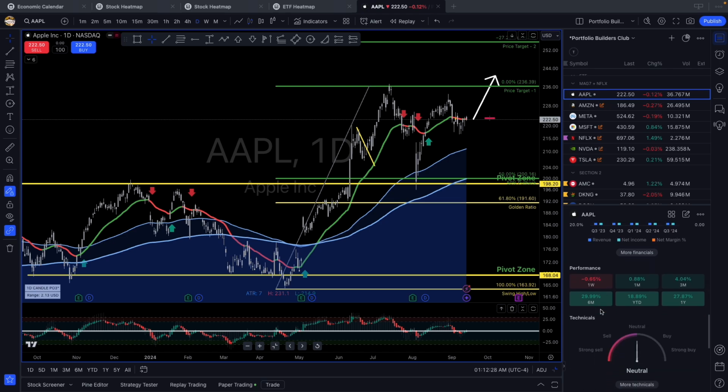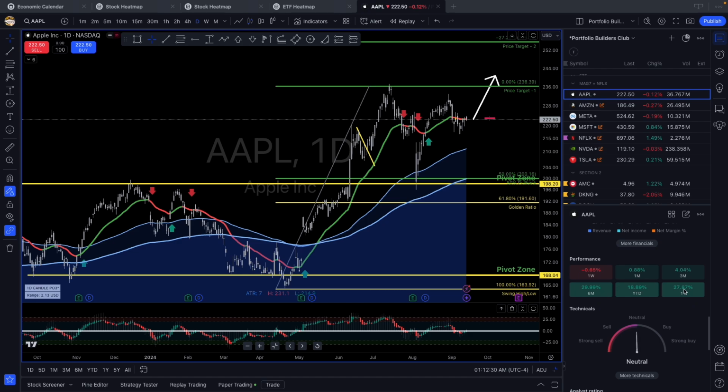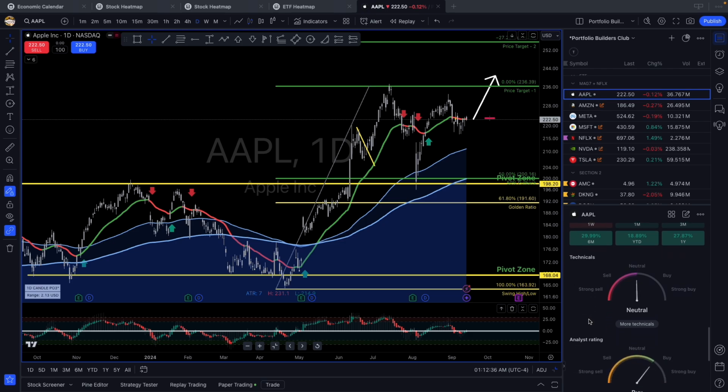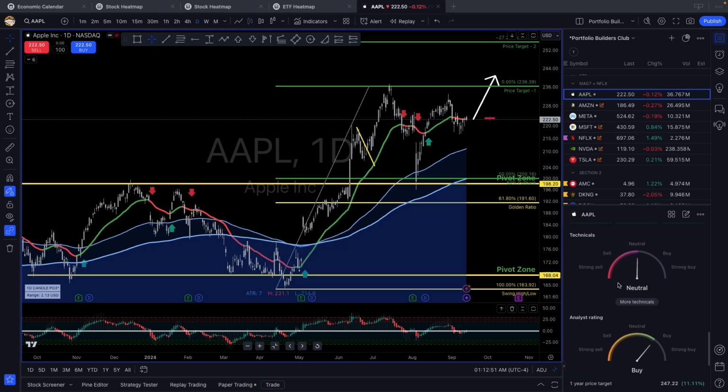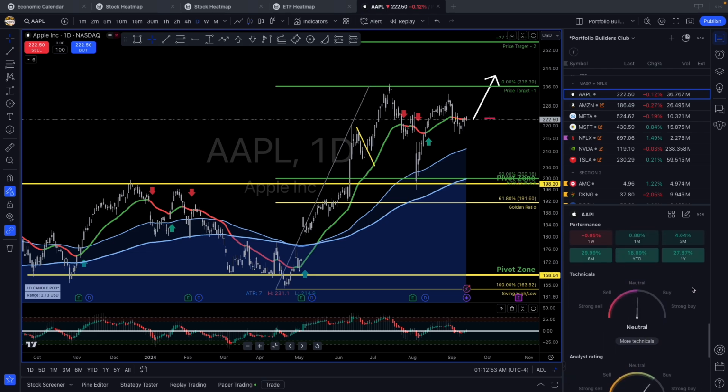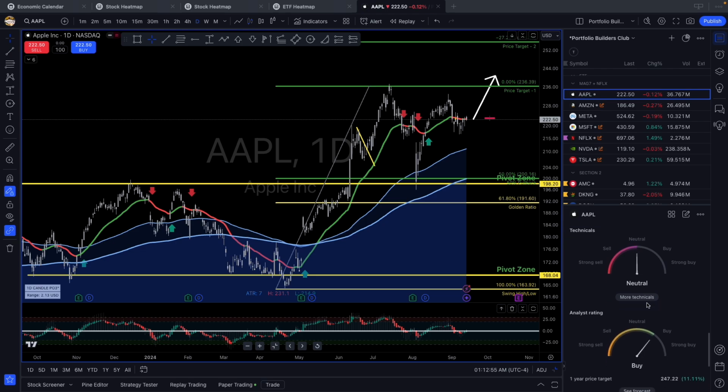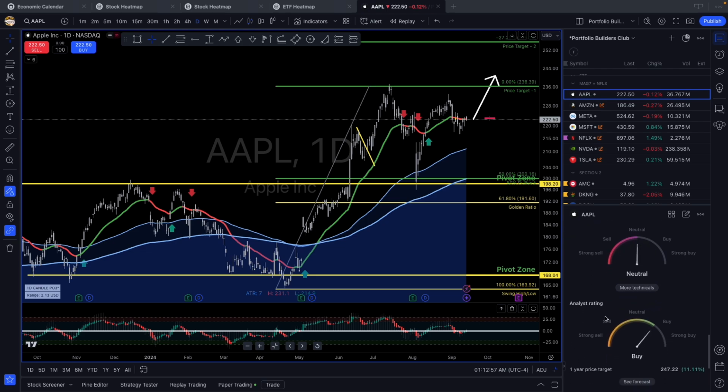And then you have performance. And the performance over the last year to date, 6 months, 3 months, 1 month, so on and so forth. And you also have technical indicators with an overall sort of speedometer, you might say, but it shows you that it's just neutral as far as buy-sell indication from the technicals. And then you could get deeper into the technicals if you click here to show you all the different technicals that it's analyzing, but it gives you a general idea of where we are.